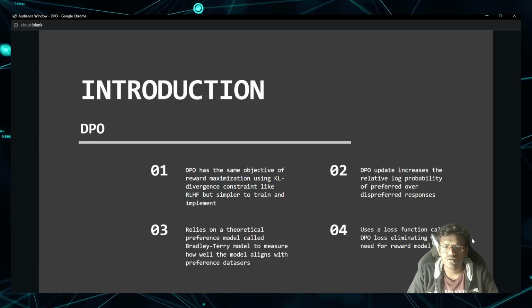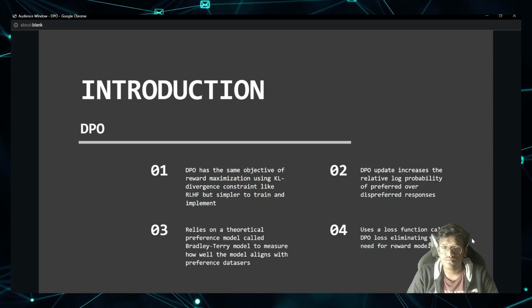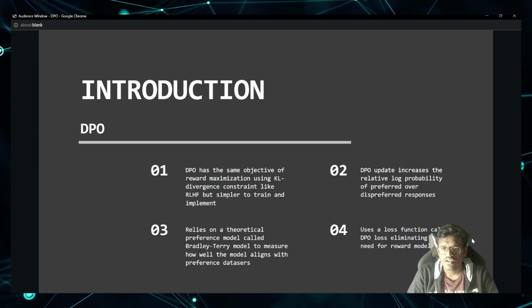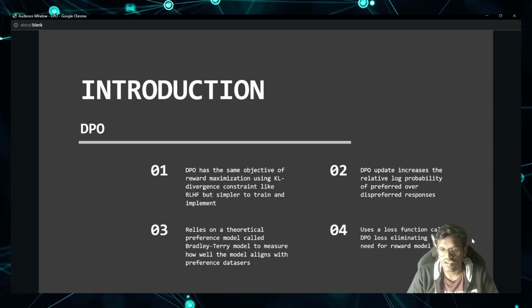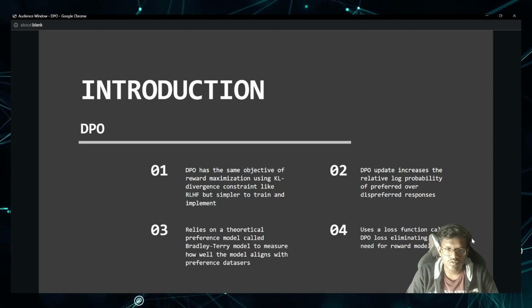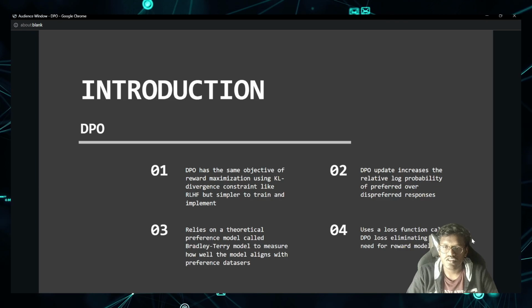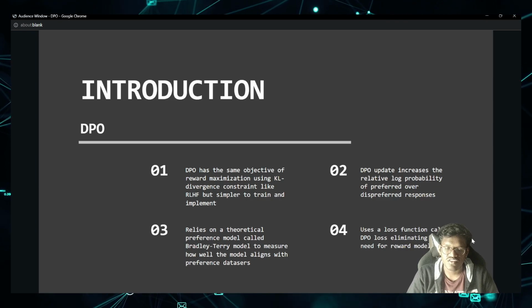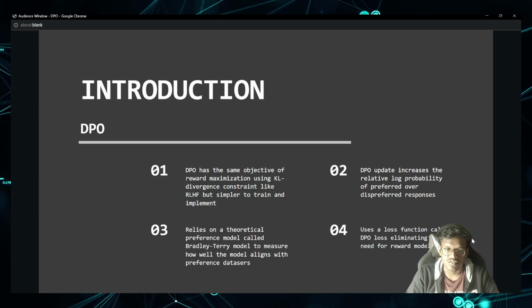Now, a DPO update is nothing but a weight update done using DPO. It increases the relative log probability of preferred over dispreferred responses. The DPO update will happen in such a way that the probability of preferred responses will be greater than that of dispreferred responses.